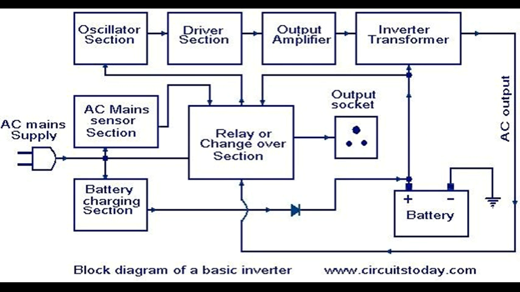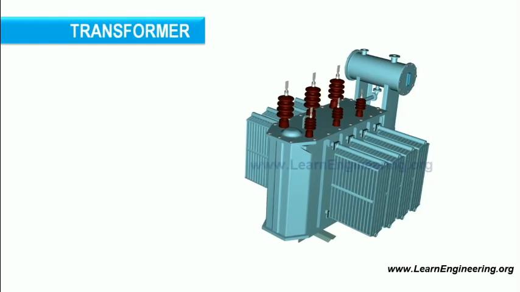Now this flow chart shows the working of the inverter. Here there is a battery. Current goes from the battery to the oscillator section, where it is converted into AC voltage. Then from the oscillator, it goes to the amplifier where the current intensity is increased. Then there is the transformer which gives us a high voltage AC. Let's first talk about the transformer.